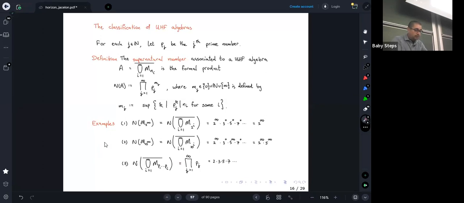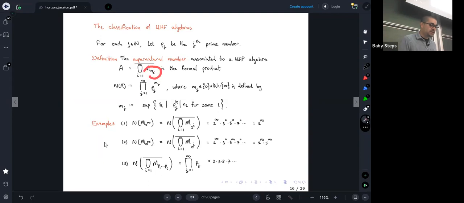Third example, let's say we have a bit of a different behavior. What I mean by this is we have M_2 sitting inside M_{2·3}, sitting inside M_{2·3·5}, sitting inside M_{2·3·5·7}, et cetera. So each prime appears with highest power just 1. So this number m_j for every single prime is exactly 1. So in this case, the supernatural number is just this formal product of all the primes, 2 times 3 times 5 times 7, et cetera. Okay, so this is what a supernatural number is.